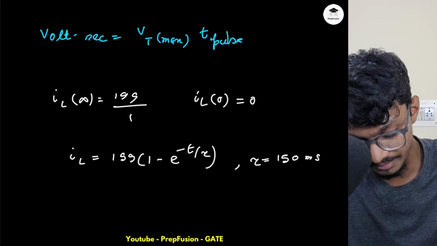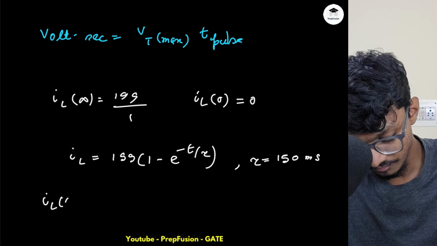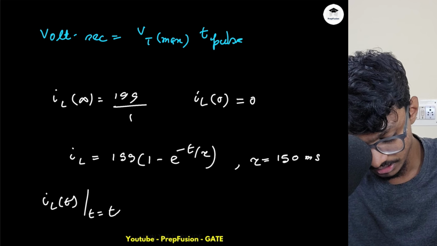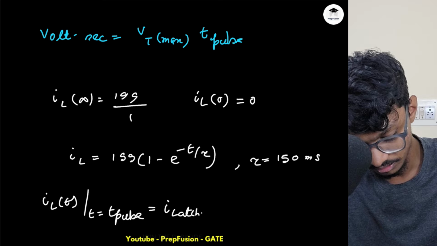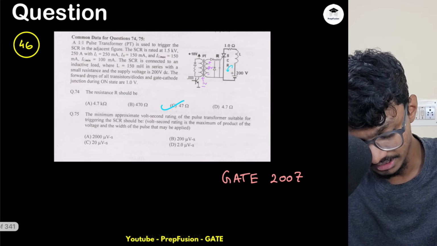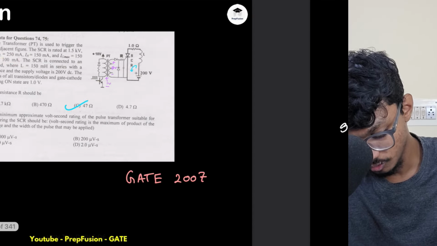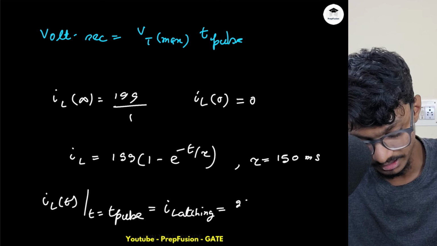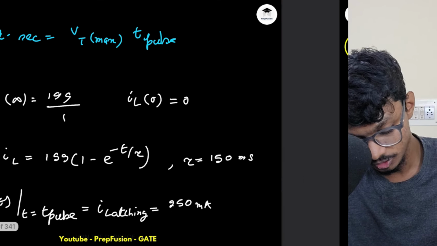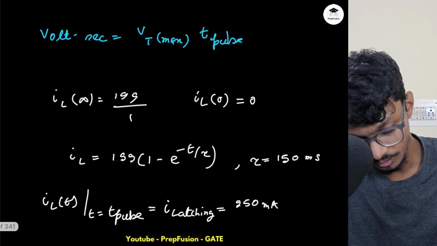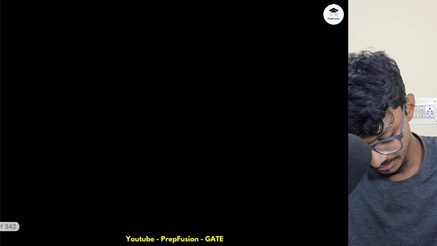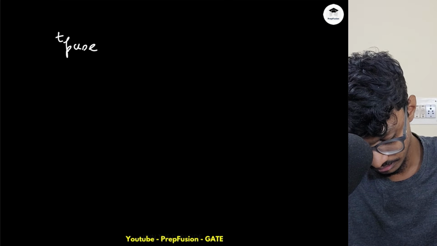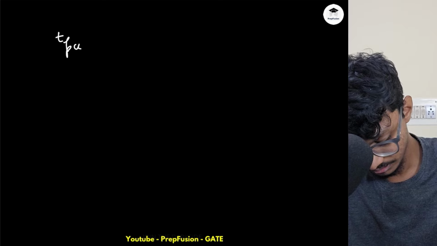Now, how to find out T pulse? T pulse will be simply the time at which IL at t equals T pulse should be able to reach my latching current, I latching. Latching current is 250 milliamperes, I think. Yeah, it is 250 milliamperes. This is a very good question. So I'll just equate this. Now this has become the conventional question that we used to solve earlier. So it has to reach 250 milliamperes. So my T pulse.